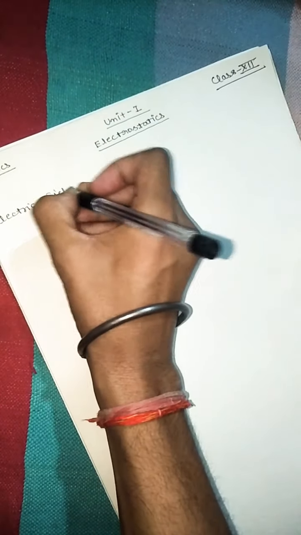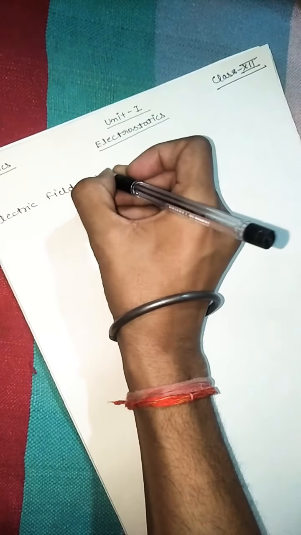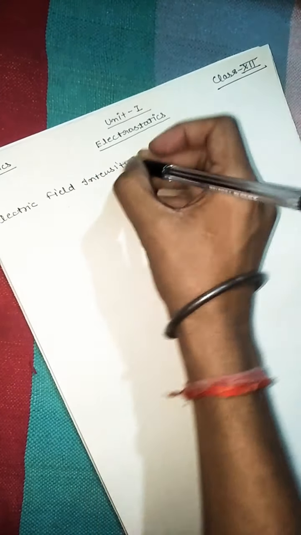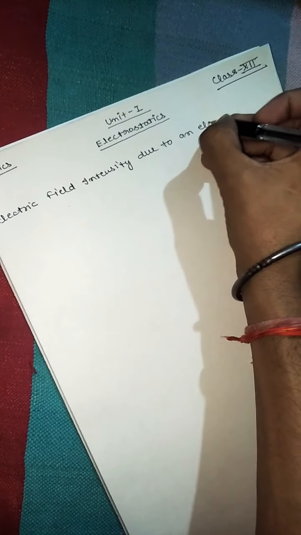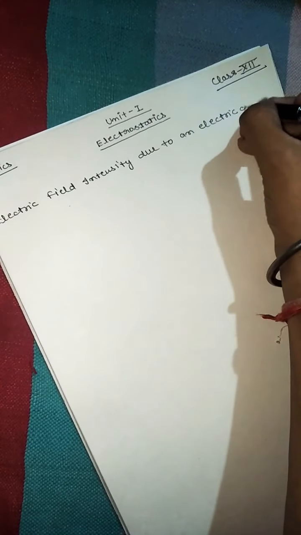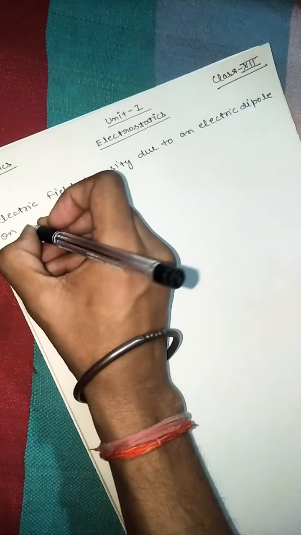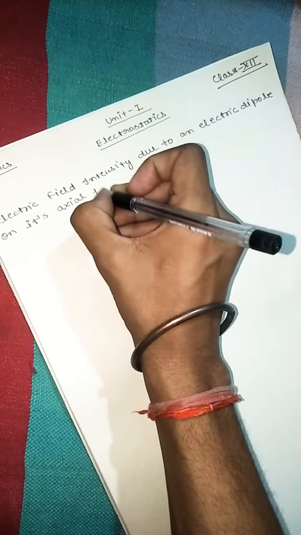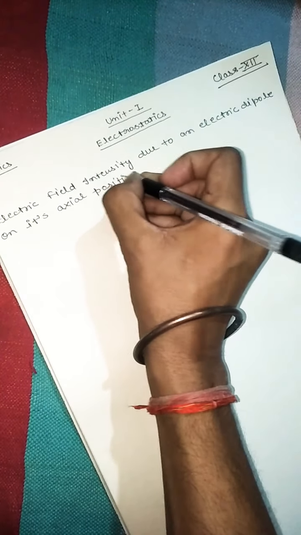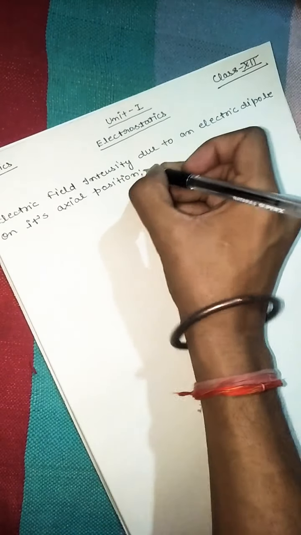Electric field intensity due to an electric dipole on its axial position. Now we are going to derive this particular formula for the electric field intensity due to an electric dipole on its axial position. What does it mean?